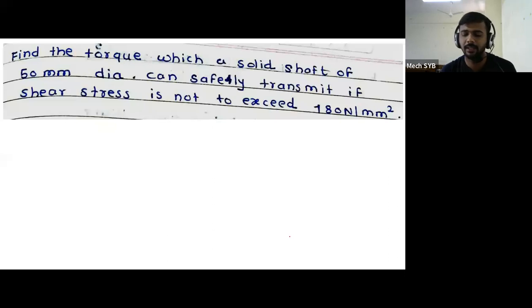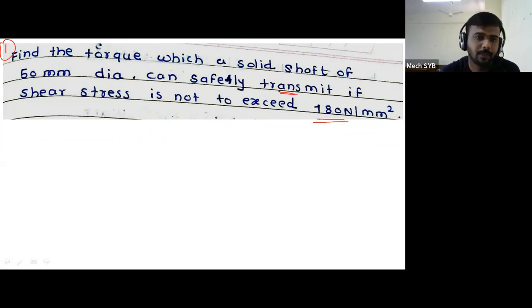Okay, so I will take the first problem. I will read the statement first. See, this is the problem number 1. Find the torque which a solid shaft of 50 mm diameter can safely transmit if the shear stress is not to exceed 180 Newton per mm square.